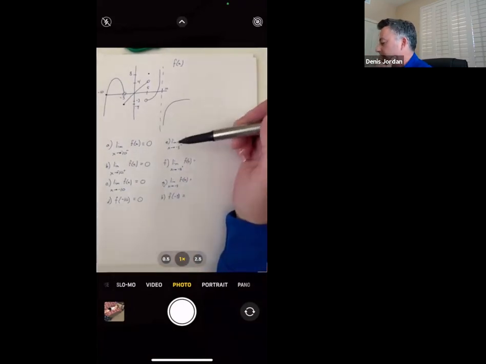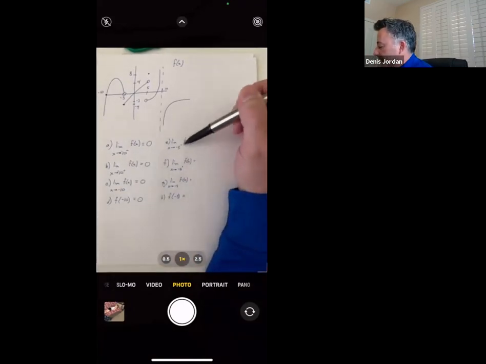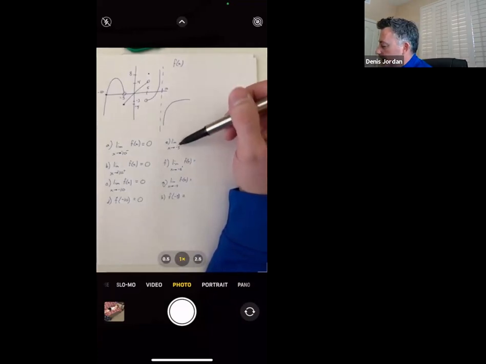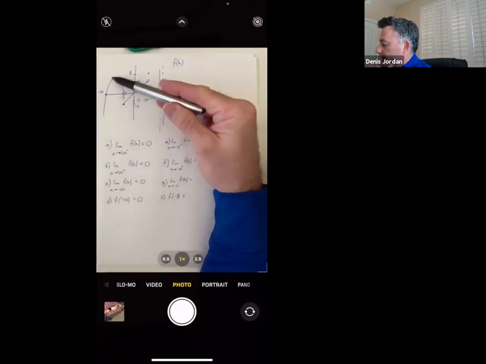All right. So the limit of f of x as x approaches -5 from the left. What do you think that answer is? What y value does it look like you would approach as x approaches -5 coming in from that left side?